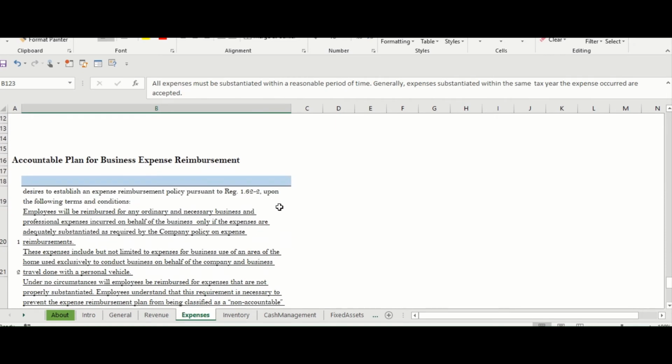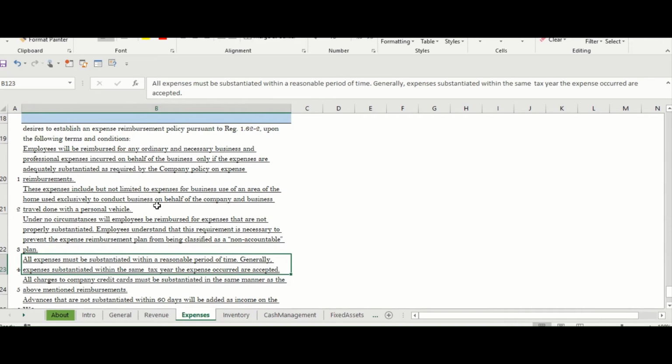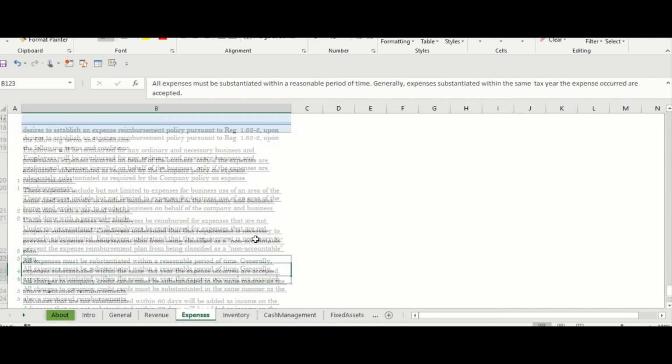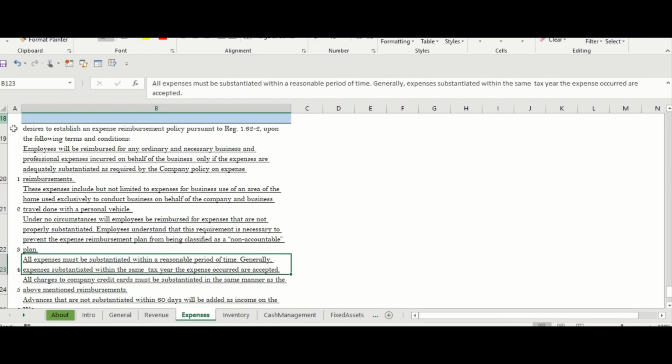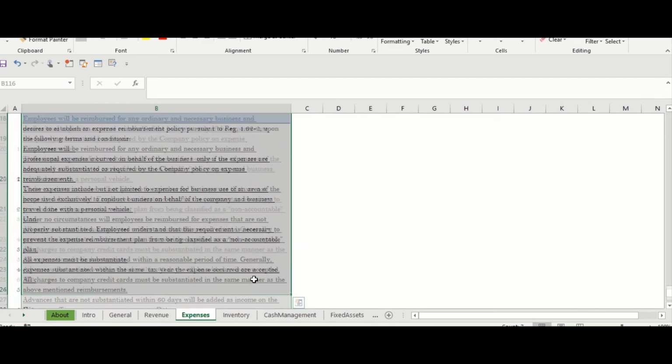And then if you're going to have an accountable reimbursement plan, the IRS requires you have a plan in place. You can't just say, oh, I'm just going to adopt an accountable plan without actually having a documented plan in place. So this is a plan that's actually a requirement by the tax code.